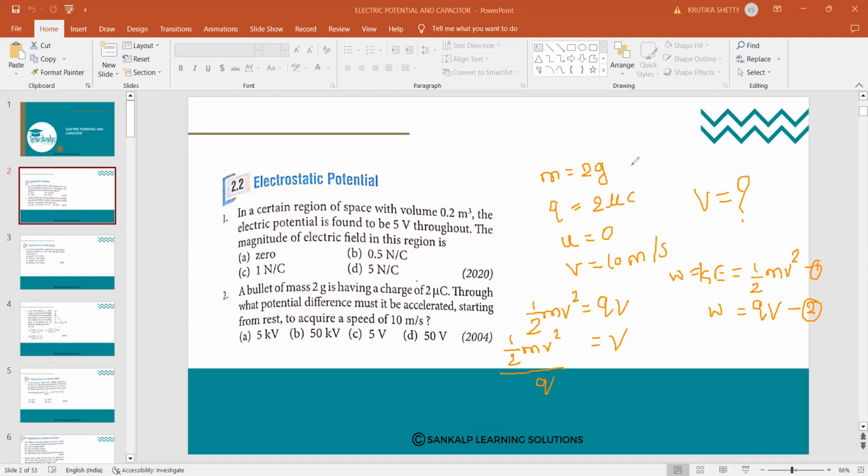So it will be 2 into 10 raised to minus 3 kg. Yes, so tell me the answer. Jyoti, Manikanta, Nagini, Priyanka. All four have to solve and tell the answer.